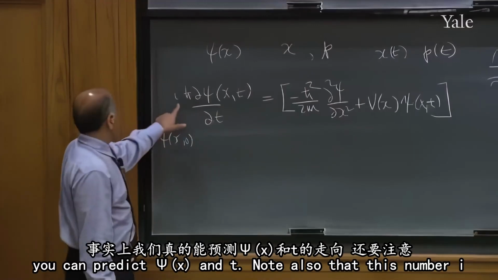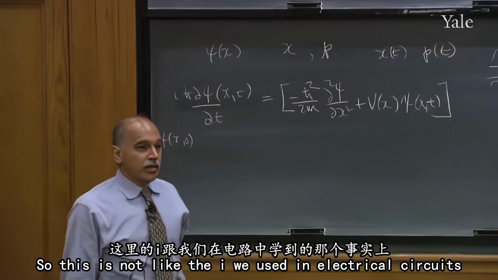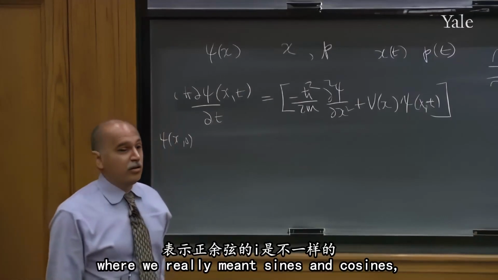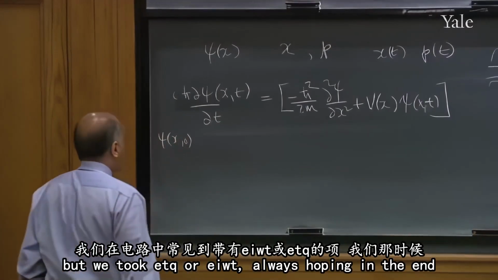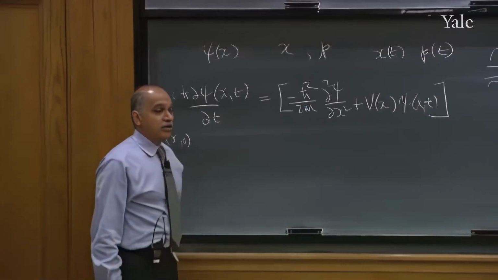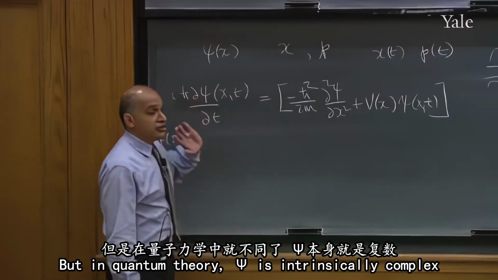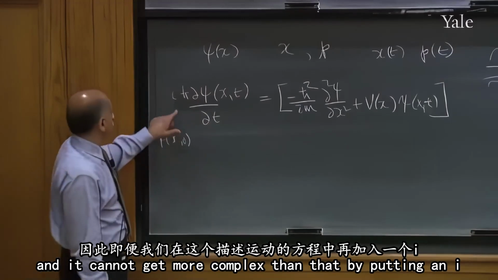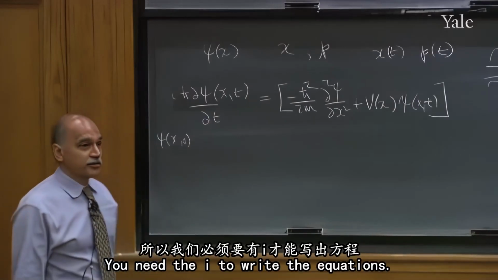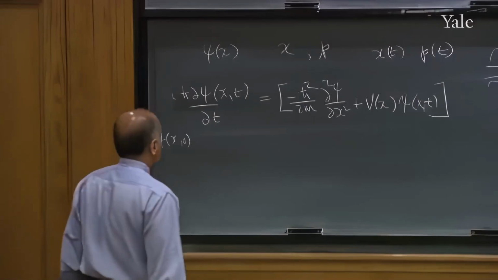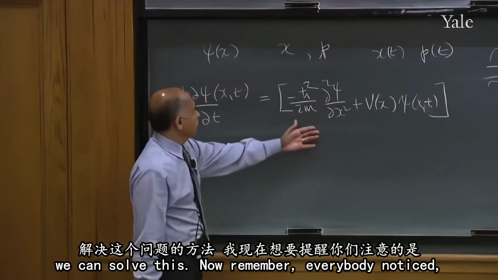Note also that this number i is present in the very equations of motion. So this is not like the i we used in electrical circuits, where we really meant sines and cosines, but we took e to the i theta or e to the i omega t, always hoping in the end to take the real part of the answer, because the functions of classical mechanics are always real. But in quantum theory, psi is intrinsically complex, and it cannot get more complex than that by putting an i in the equations of motion. But that's just the way it is. You need the i to write the equations. Therefore, our goal then is to learn different ways in which we can solve this.